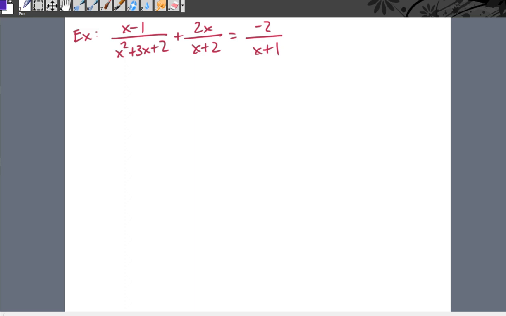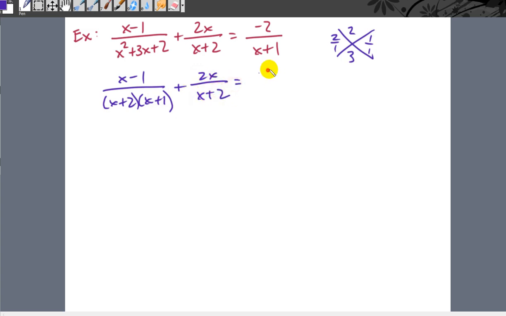Okay, so what I see here is that we could actually factor this. I know some of you are not very good at factoring, but it's back. So find two numbers that multiply to 2 and add to 3. Well, I think 2 and 1 will work. So 2 times 1 is 2, 2 plus 1 is 3. So if we factor this, this is x minus 1 divided by x plus 2 times x plus 1, plus 2x divided by x plus 2, equals negative 2 divided by x plus 1.